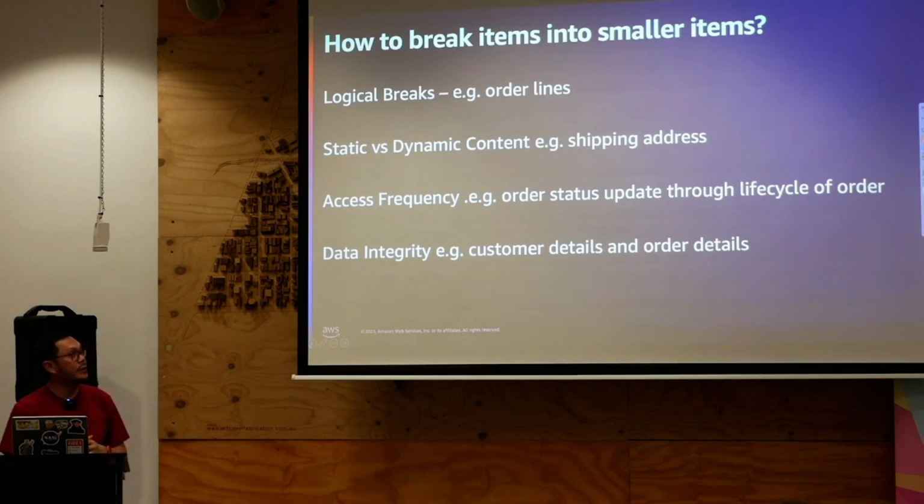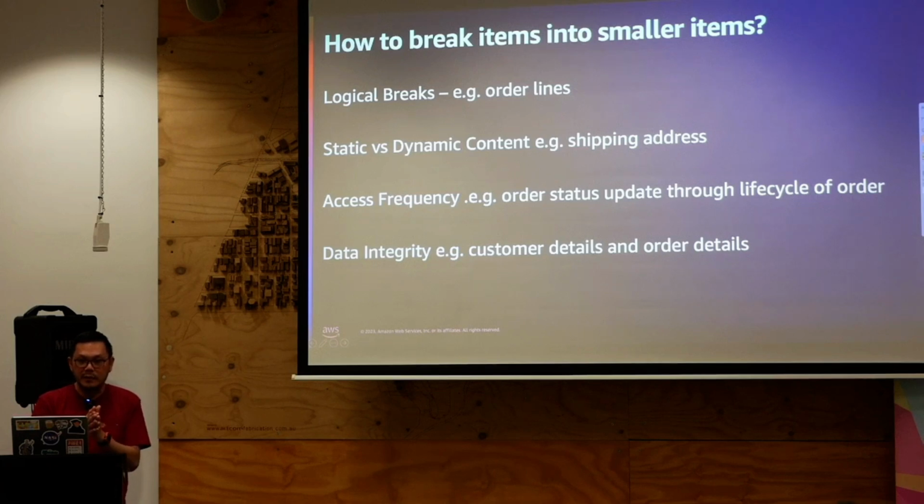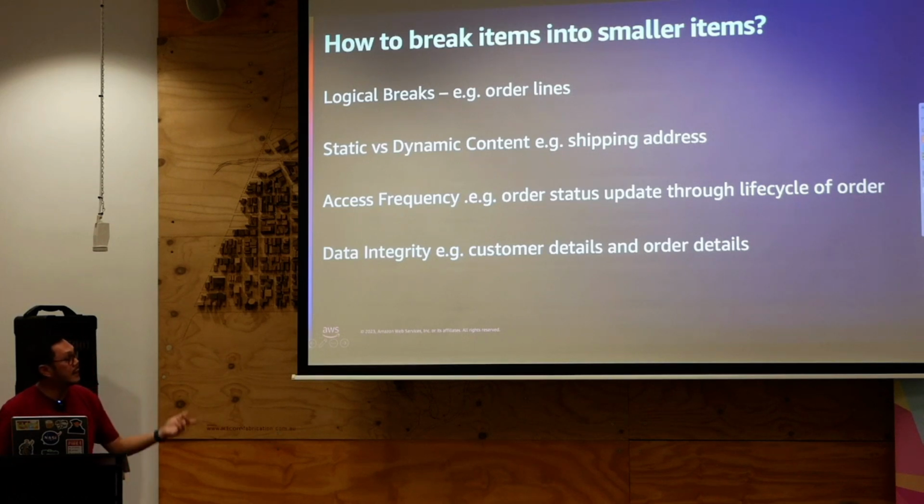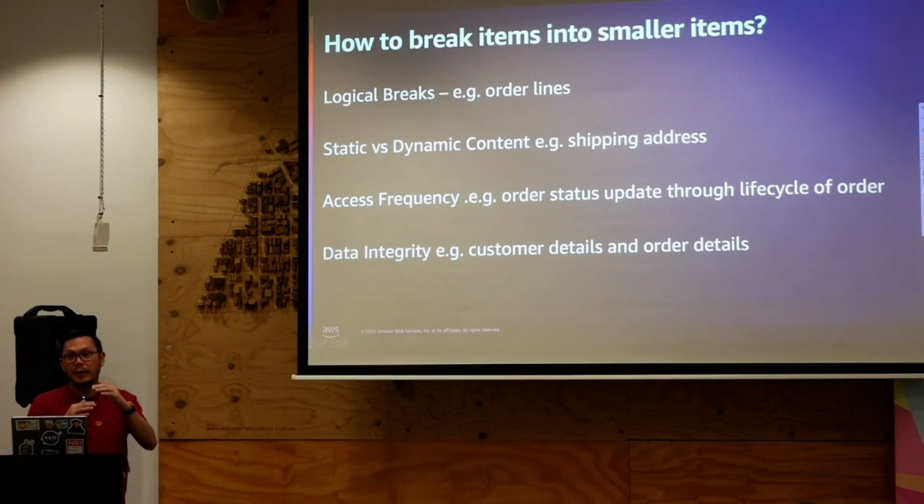And the access frequency, right? What type of attributes of your item might get updated throughout the life cycle of the application. And lastly is the data integrity. This is the other way around, where you want to keep all of them together because you don't want to write it into multiple lines, and every time you do an update, you have to do a pagination to make sure that all of the items are updated all together, right?